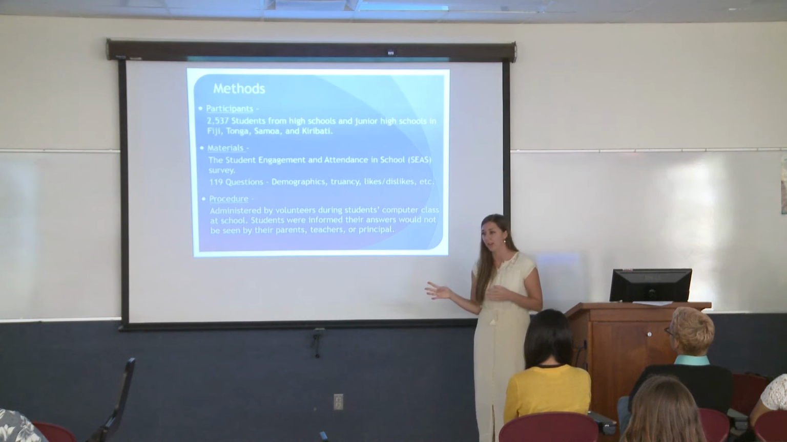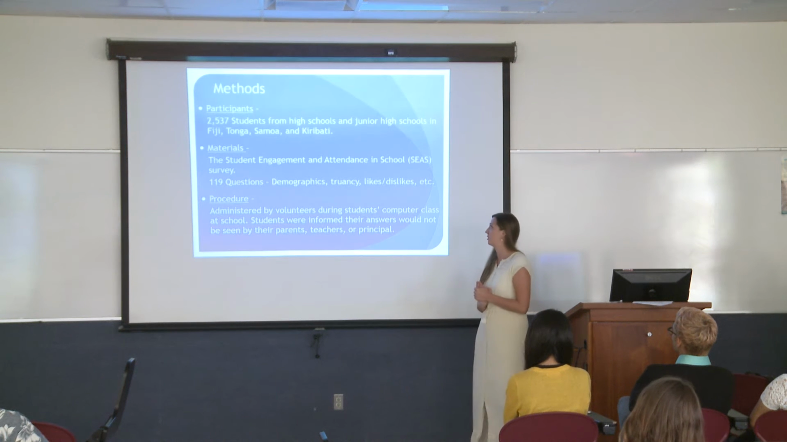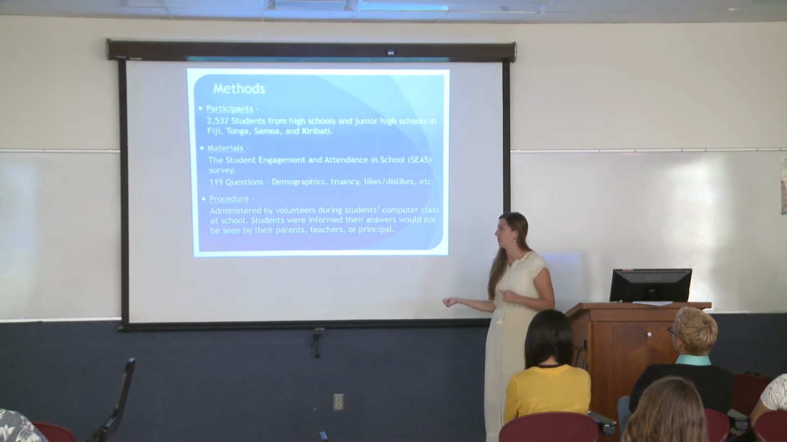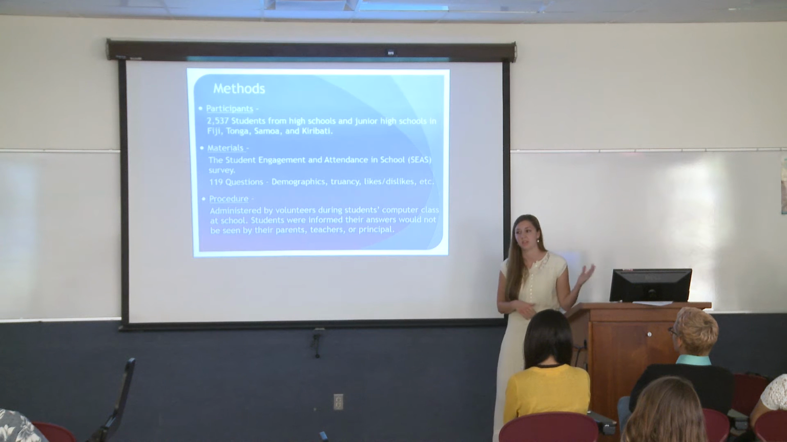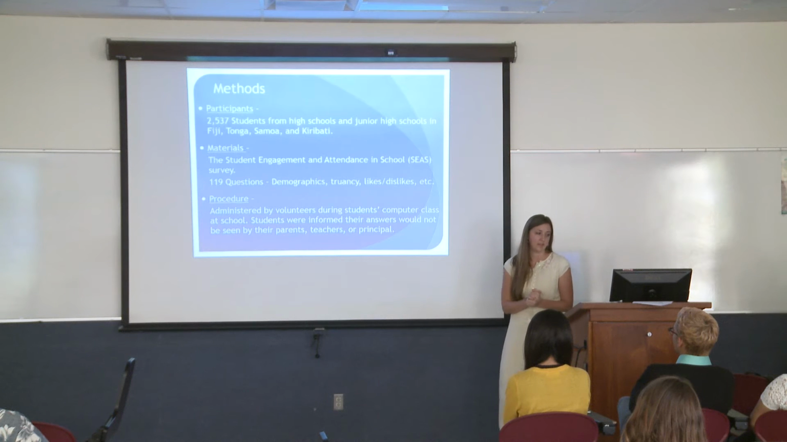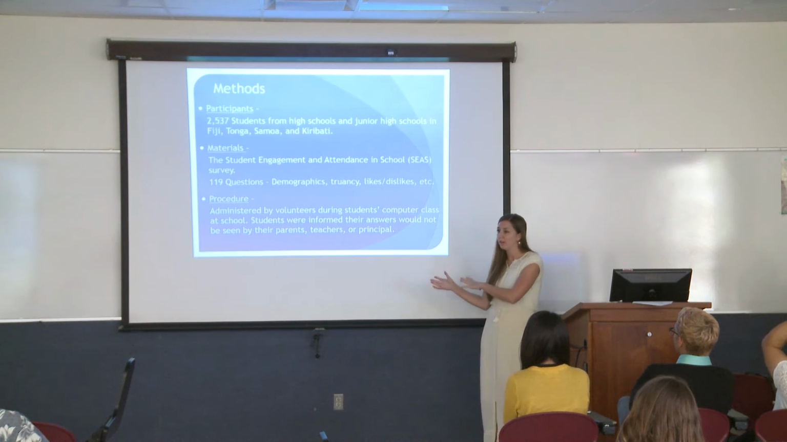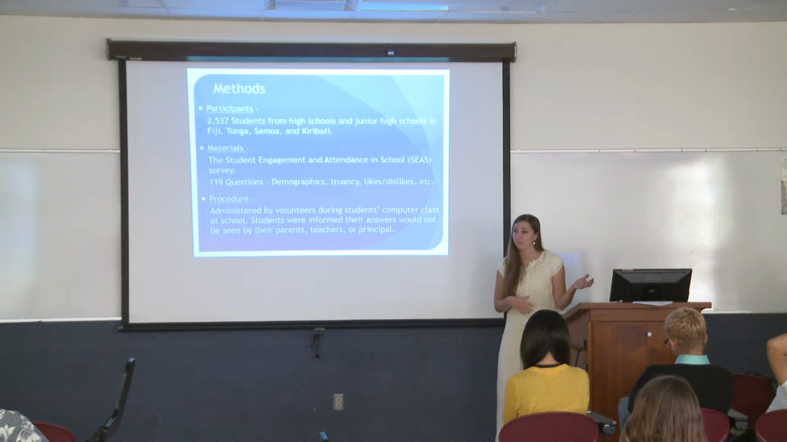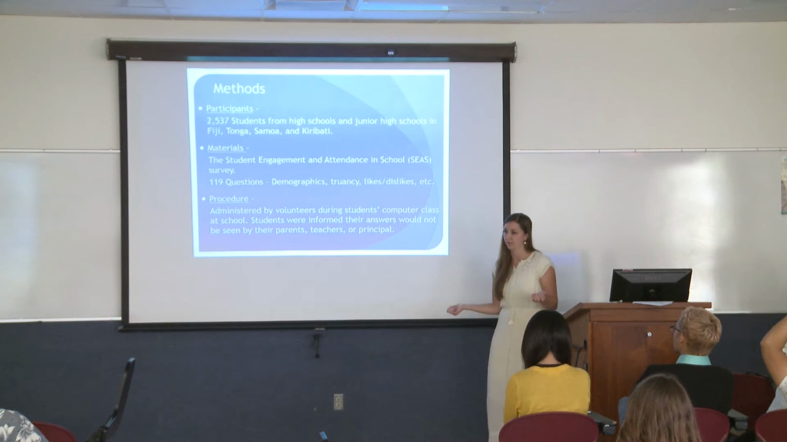For this study, 2,537 students from four different islands in the Pacific, Tonga, Samoa, Fiji, and Kiribati, were given this survey, the Student Engagement and Attendance in School Survey, which was developed by Dr. John Shute, and included 119 questions. That involved things such as demographics, what they liked and didn't like about school, how often they skipped class, if they skipped at all, things like that. For the procedure, this survey was administered by volunteers during a computer class. They set aside one class period for the students to take this survey, and they were informed by the volunteers that their answers would not be shown to their parents, their teachers, or their principal.